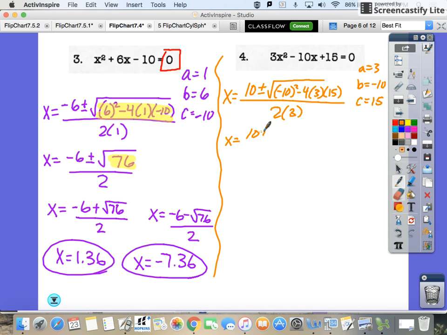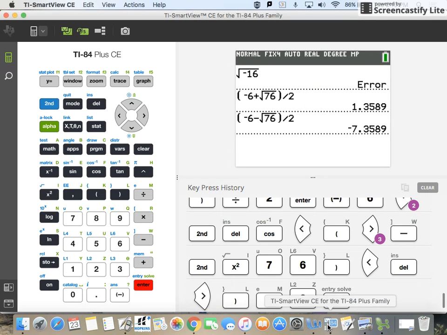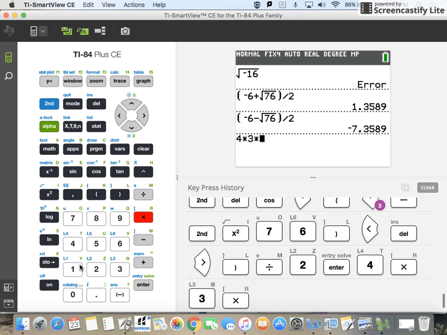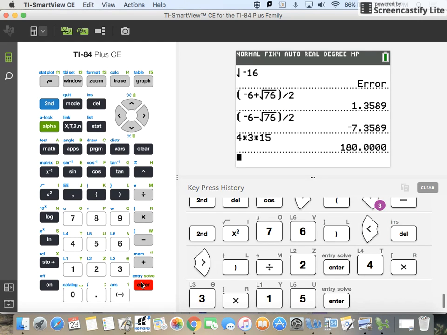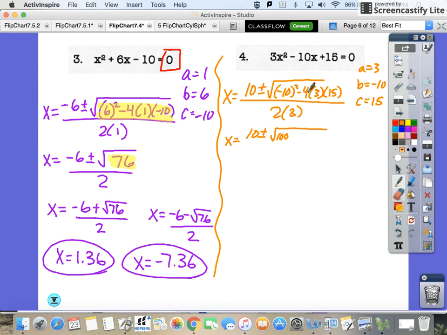So we got 10 plus or minus the square root of, all right, we got 100, and then 4 times 3 is 12 times 15, oh, forget it. 4 times 3 times 15 is 180. Negative, so minus 180 over 6. So we get x is equal to 10 plus or minus the square root of -80 over 6.